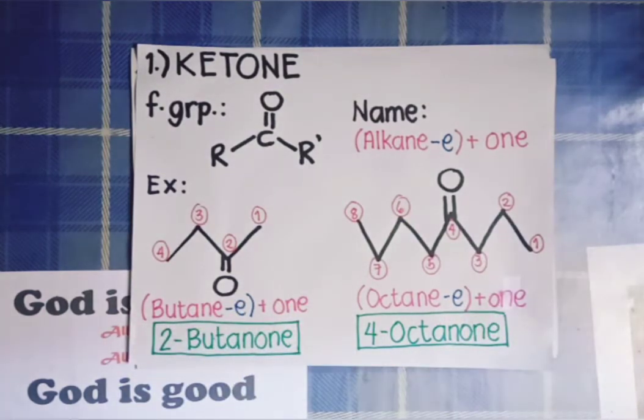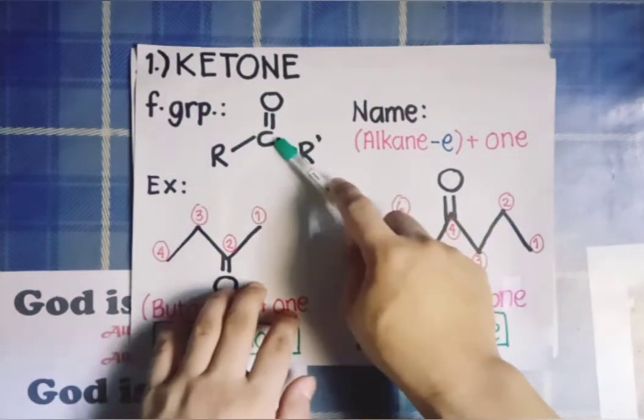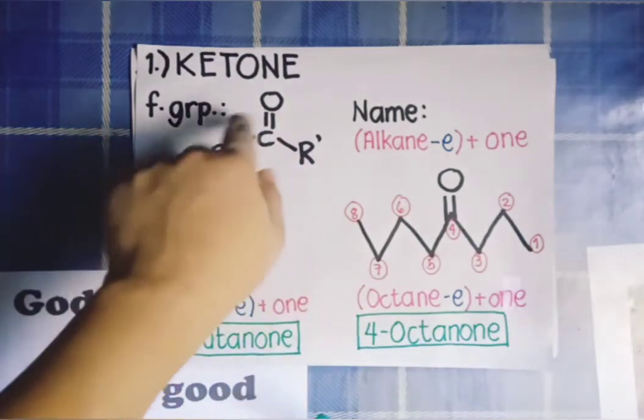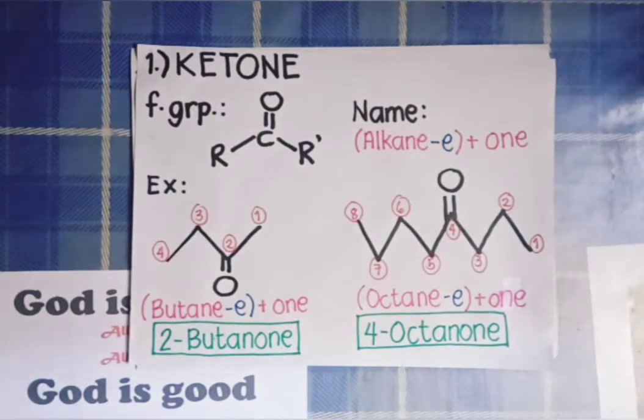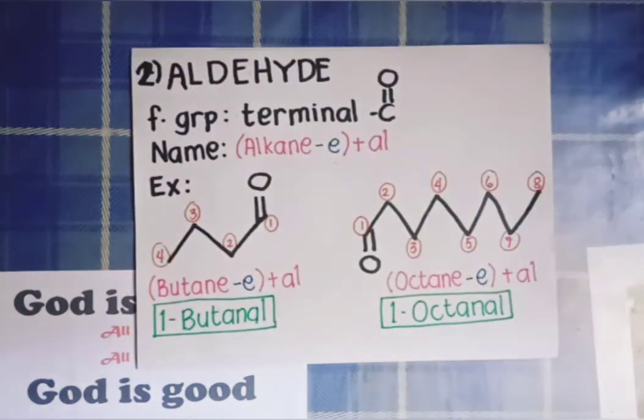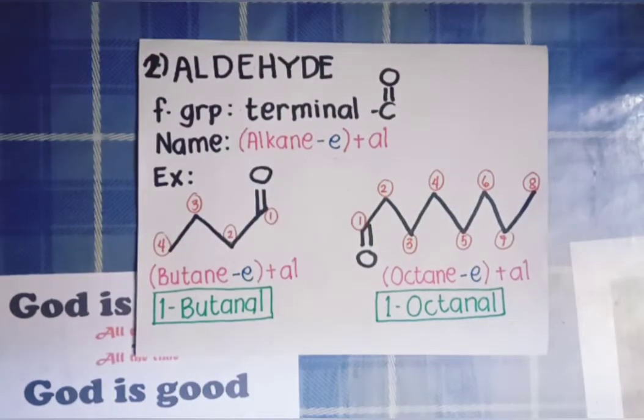Now, what if, for example, our C double bond O cannot be found in our middle carbon, but rather it can be found in the terminal carbon? Is that still a ketone? No. Instead, that is another carbonyl functional group, which is now known as aldehyde. Aldehydes are used in making perfumes and in preserving dead bodies. In fact, one chemical that is used in preserving dead bodies, named formalin, primarily consists of formaldehyde, a type of aldehyde. Also, aldehydes can be found in some sugars like glucose and galactose.